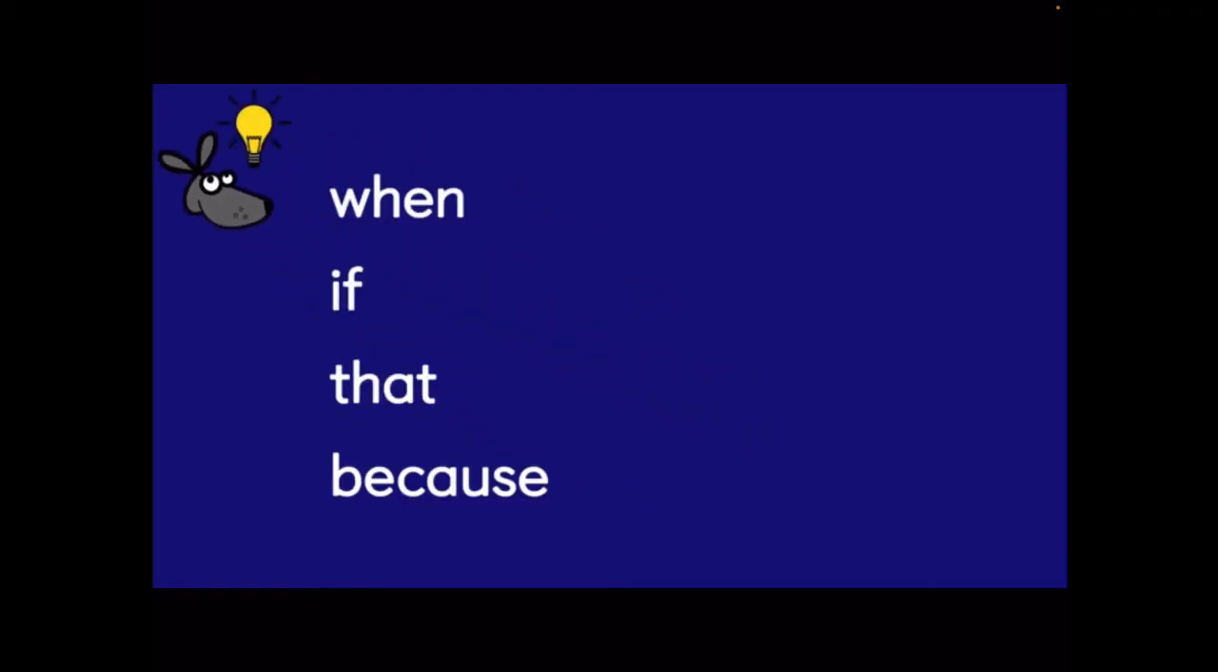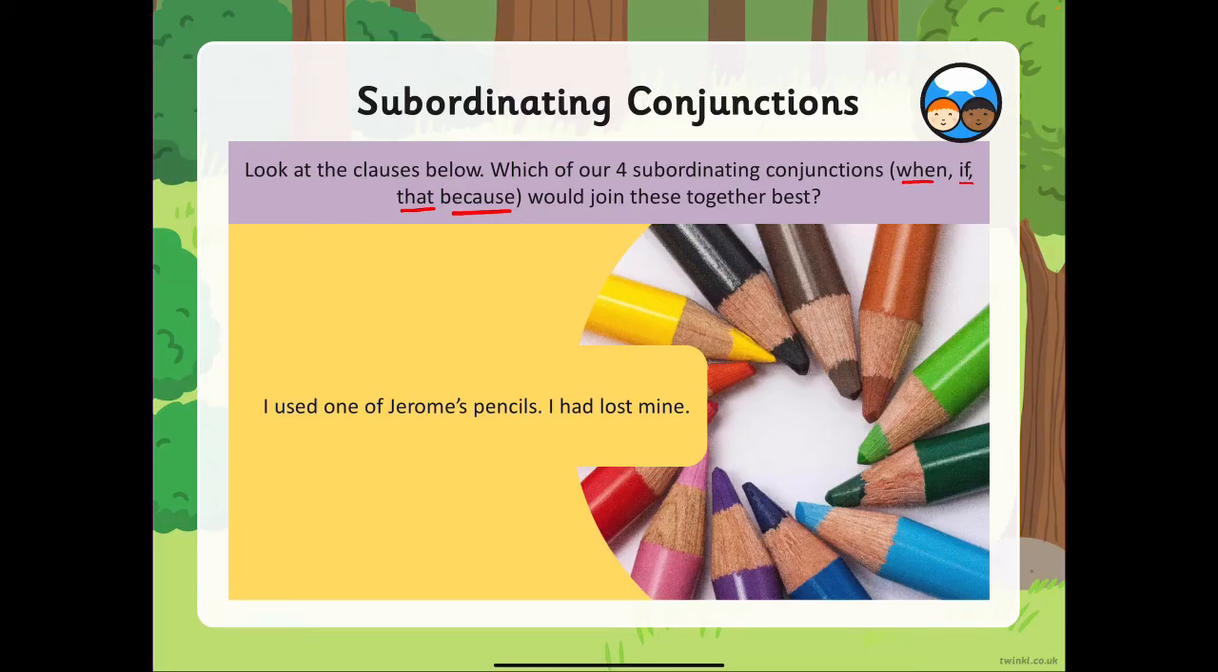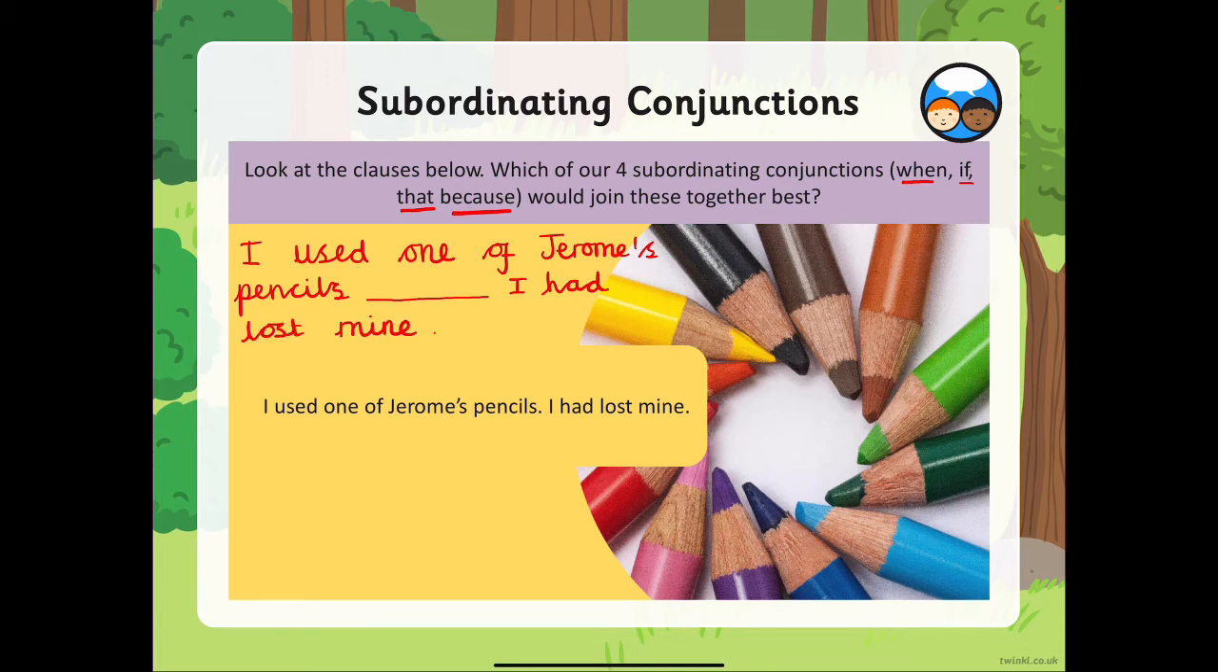You've been learning how to add more information to sentences using the words when, if, that, and because. Now, have a go at using these words in your own sentences. Look at the clauses below. Which of our four subordinating conjunctions, when, if, that, because, would join these together best? What conjunction do you think? Let's try each one to find out.